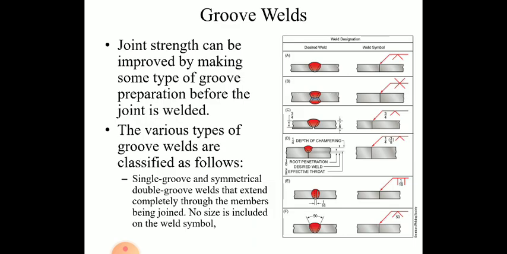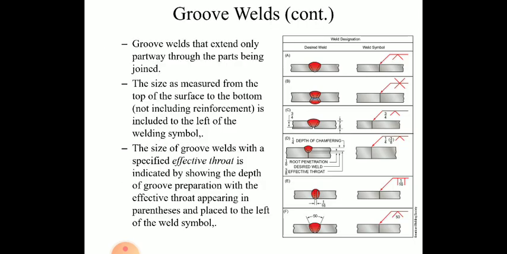Again, the groove welding joint: the joint strength can be improved by making some type of grooves to provide a better quality weld, as the symbol is also provided over here. The groove weld extends only part way through the part being joined, and the size is measured from the top of the surface to the bottom.